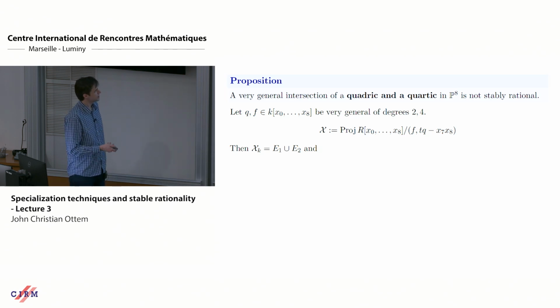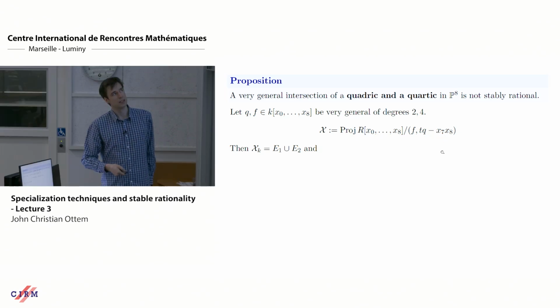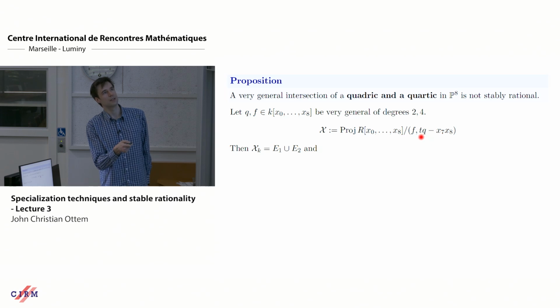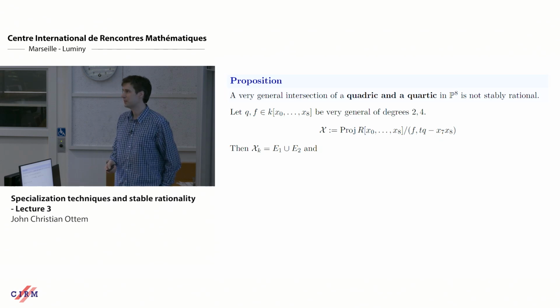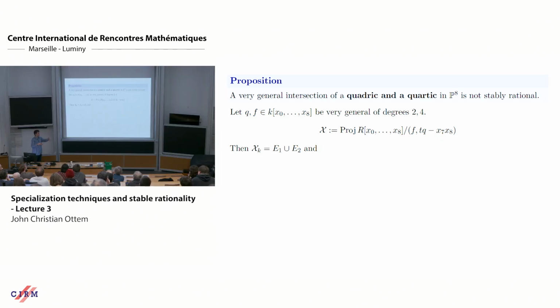And the degeneration in this case is not very complicated. It's given by this formula here. So Q is some quadric, and F is a quartic. So note that when t is equal to 0, you get something which is reducible. This quadric degenerates into two linear spaces. Okay, so you get two components.